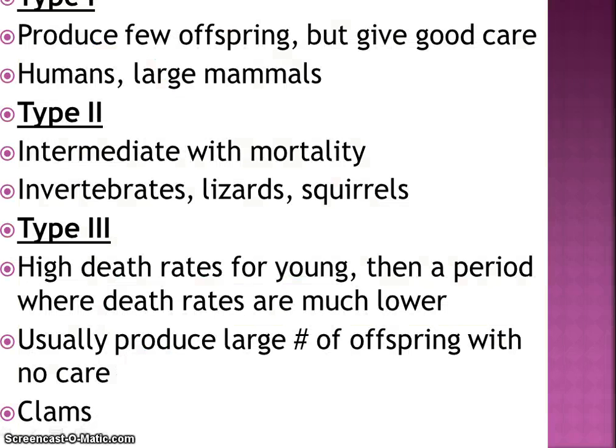Okay, so just in words, type 1 produce few offspring but give good care. Type 2 is intermediate with death. And type 3, there's a lot of death in young, and that's why there's a lot of offspring. And then there's a period where death rates are much lower.